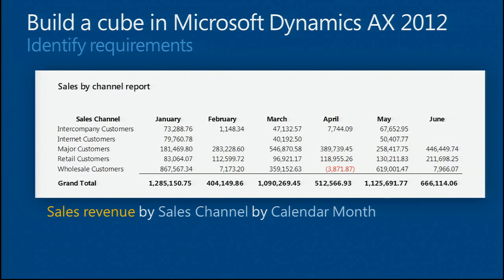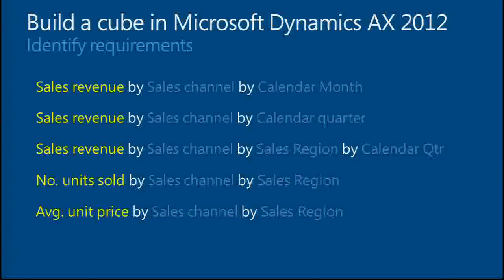So, when you show a report like this, when Sarah has a problem, a whole lot of other questions crop up. And these other questions can be summed up like this. Revenue by channel by quarter, revenue by channels by region. You might want to bring in the sales region. Maybe it's something specific to a certain region. So this is a typical set of requirements that you would gather before building a cube.